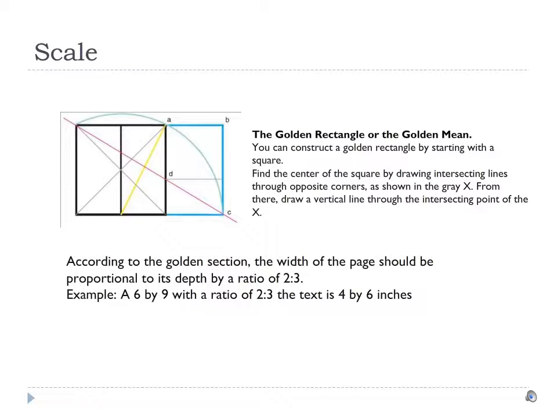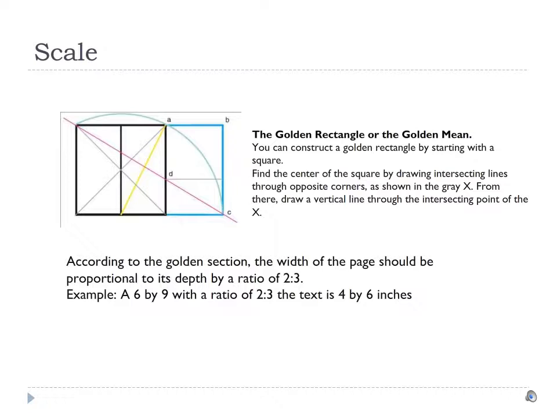In page layout and according to the golden section, the width of the page should be proportional to its depth by a ratio of 2 to 3. Example: a 6 by 9 inch page with a ratio of 2 to 3, the text should cover an area of 4 by 6 inches.